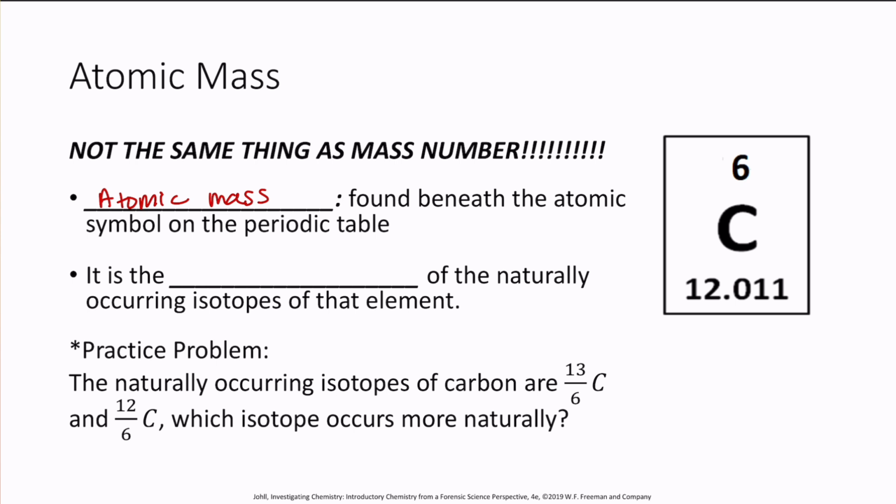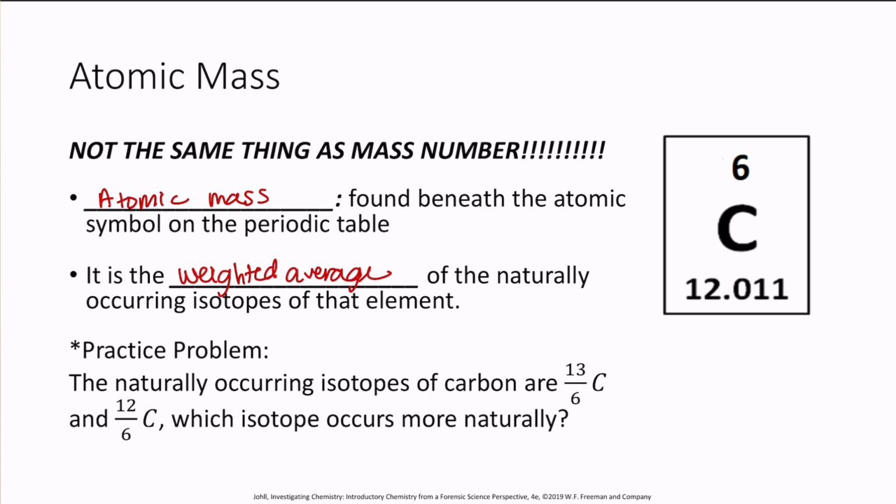Now, the atomic mass is the weighted average of the naturally occurring isotopes. Now, this is important. It does not include the radioactive isotopes or the synthetic isotopes. It is the naturally occurring isotopes. So, let's look at an example. The naturally occurring isotopes of carbon are carbon 13 and carbon 12. Which isotope occurs more naturally?